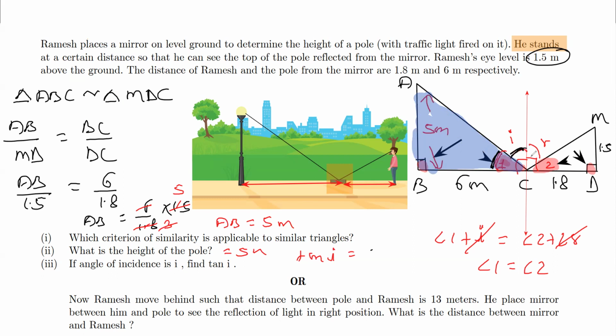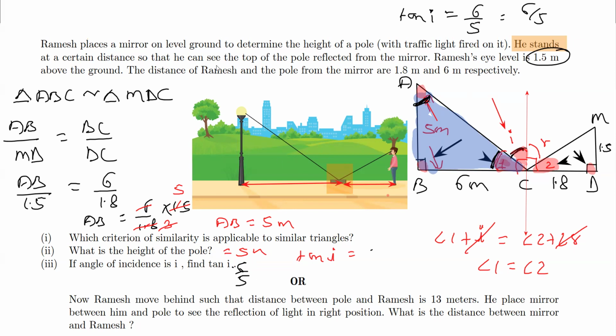Now, what is the value of this? Since this angle should be equal to this angle A by alternate interior angles, whatever this angle is equals this angle. Now, tan I, as I said, is the same angle, and tan is perpendicular upon base. Perpendicular is the side opposite to the angle considered. So perpendicular is 6 and the base is 5. So 6 by 5 should be the value of tan I.